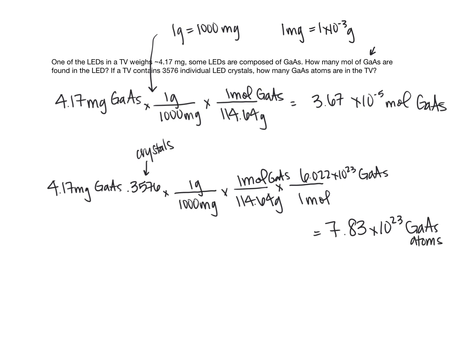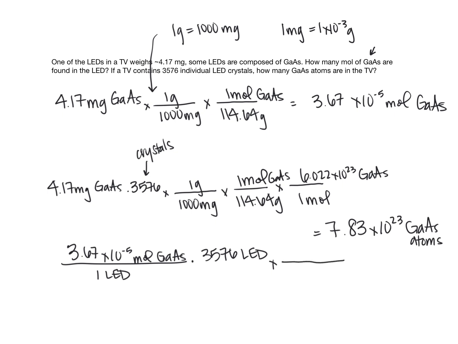If by chance you would have preferred to move on from the first calculation, we have 3.67 times 10 to the negative fifth moles of gallium arsenide in 1 LED. I'm going to multiply that by 3,576 LEDs. That just gives you the number of moles, and then we can go on: 1 mole of gallium arsenide is 6.022 times 10 to the 23rd gallium arsenide, and that will give you the exact same answer here. So either way is valid, they both get you there.